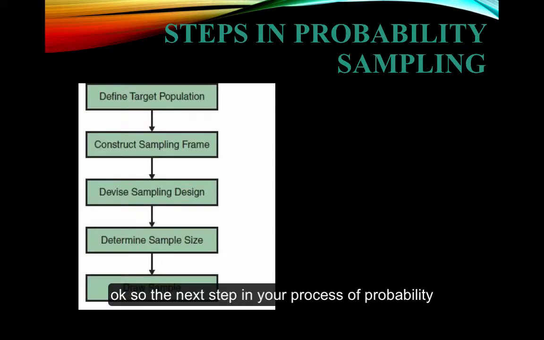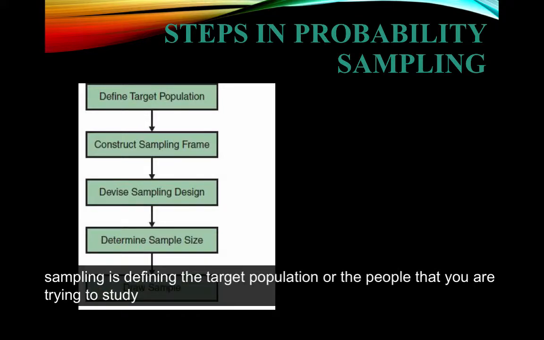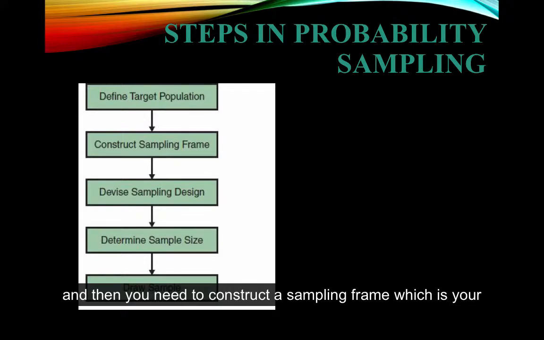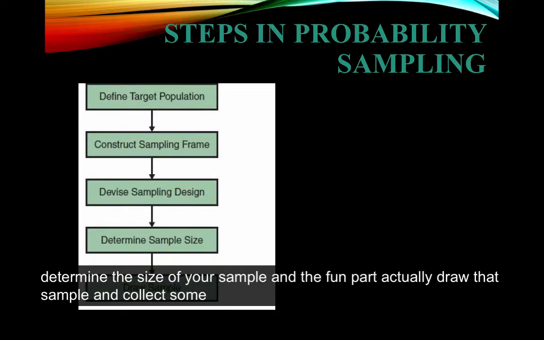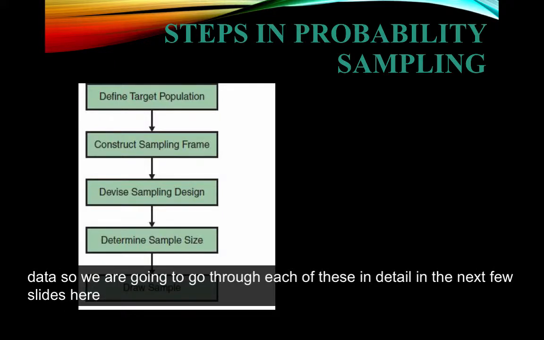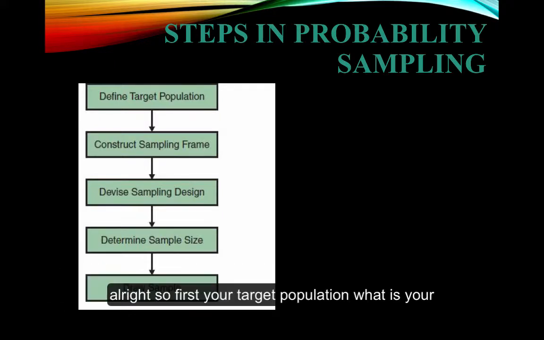Okay, so the next step in your process of probability sampling is defining the target population, or the people that you're trying to study. And then you need to construct a sampling frame, which is your basis for how you're going to sample, devise a sampling design, determine the size of your sample, and then the fun part, actually draw that sample and collect some data. So we're going to go through each of these in detail in the next few slides here.